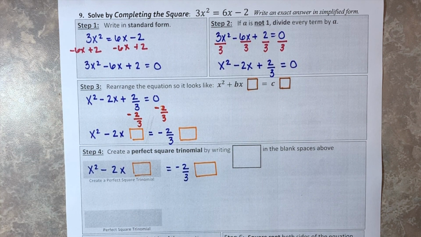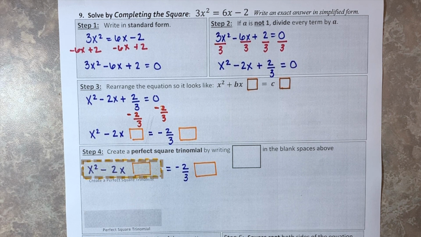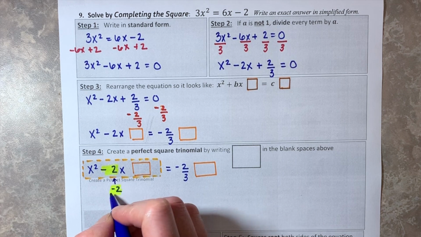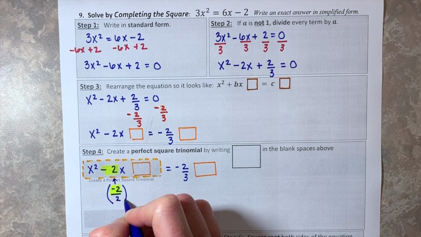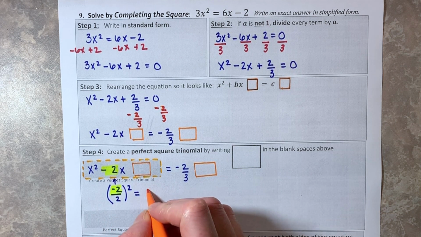Okay, now remember, our goal is to turn this into a perfect square trinomial. And how do we do that? We use our special trick, and the special trick says take the coefficient of the x, which in this case is -2, divide it by 2 and square it. And let's see, -2 divided by 2 gives us -1, -1 squared gives us a +1.